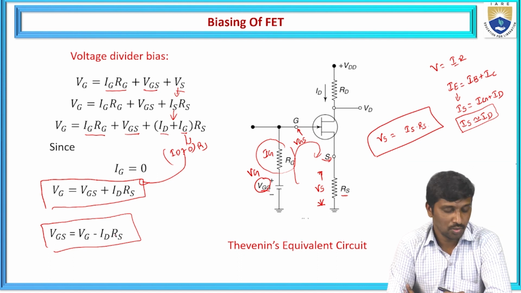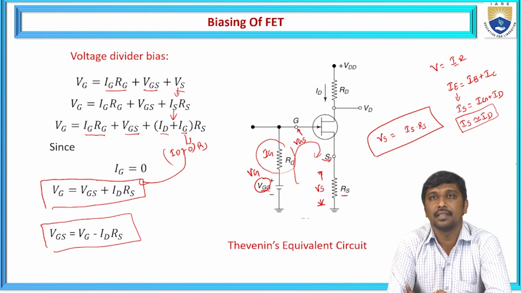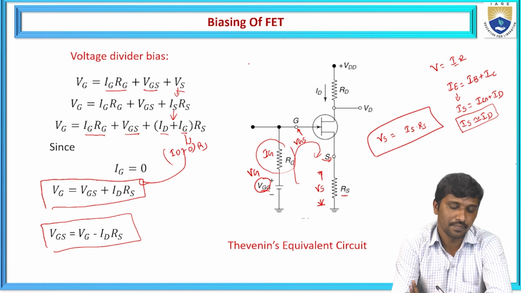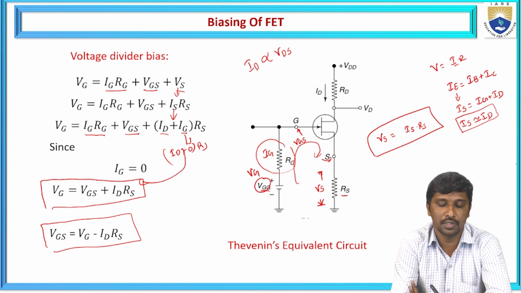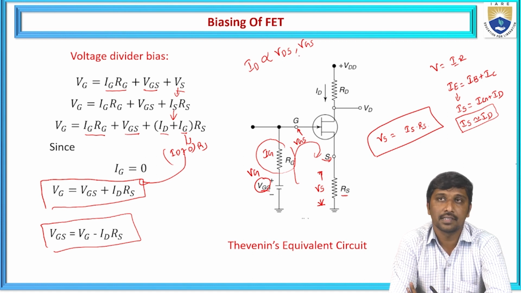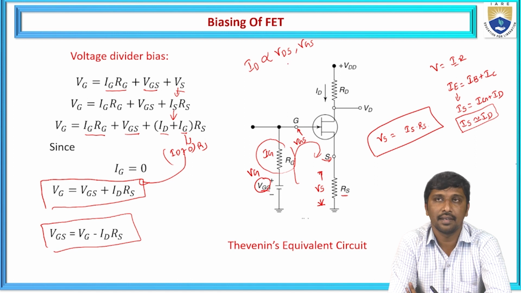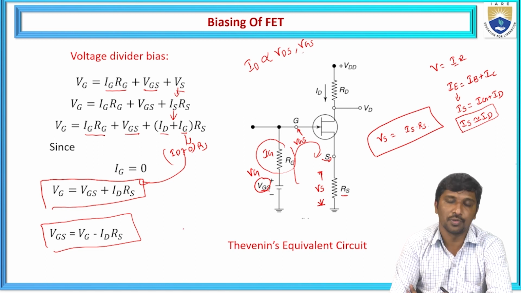From the characteristics, either the drain characteristics or the transfer characteristics, the drain current Id is a function of the biasing voltages applied between drain and source as well as gate and source. These two parameters control the flow of drain current. Hence, if you want to stabilize this drain current, we need to maintain proper biasing voltages between the gate to source as well as the drain to source.